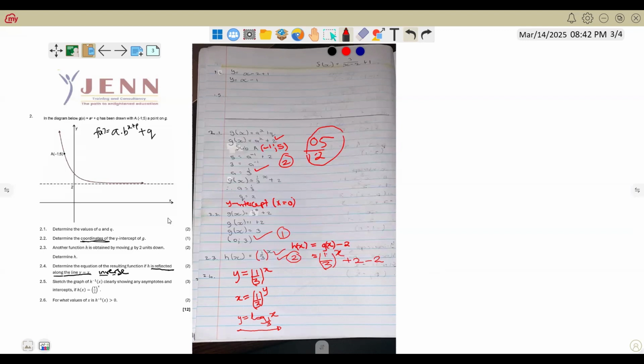Sketch the graph of the inverse of h of x clearly shown. Show any asymptotes and intercepts. Okay, can you please take note? Let us just go to the graph that we are given there. We want to start from that graph. Is that clear? Yes, sir. We want to start from the graph that we are given.